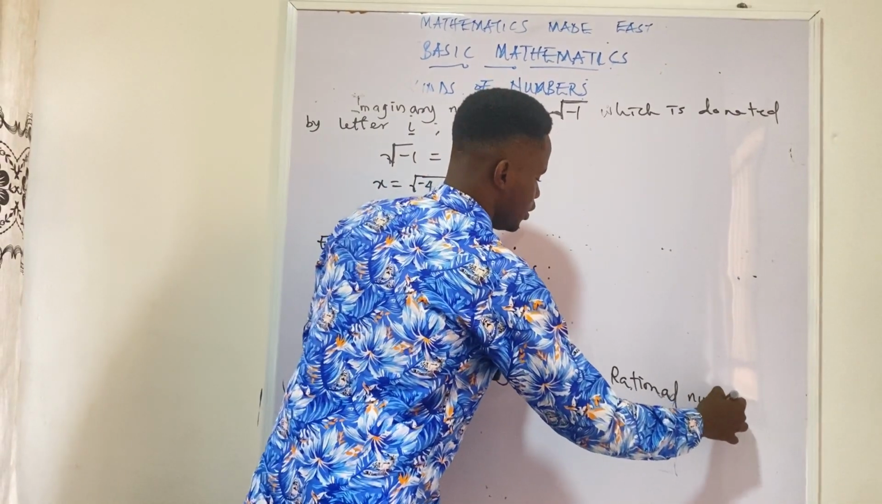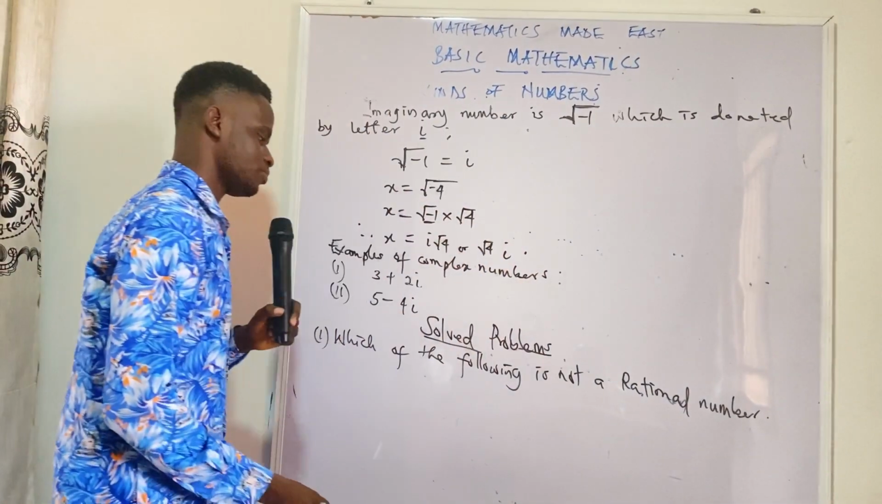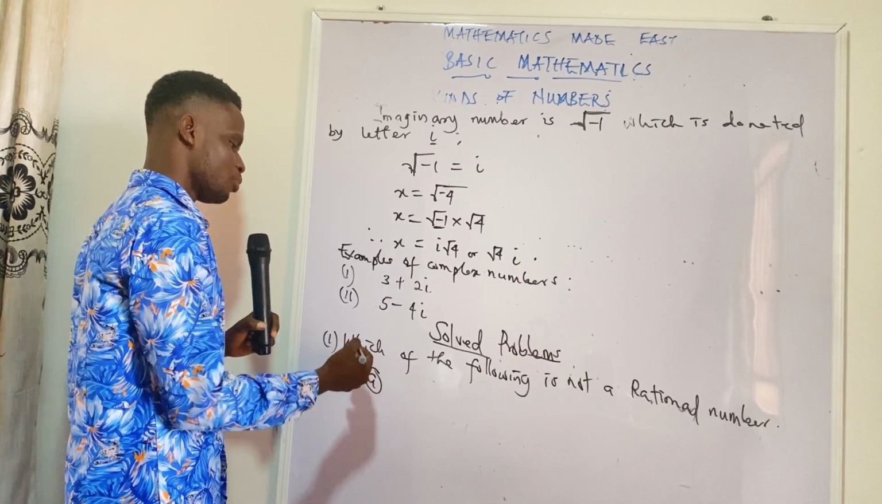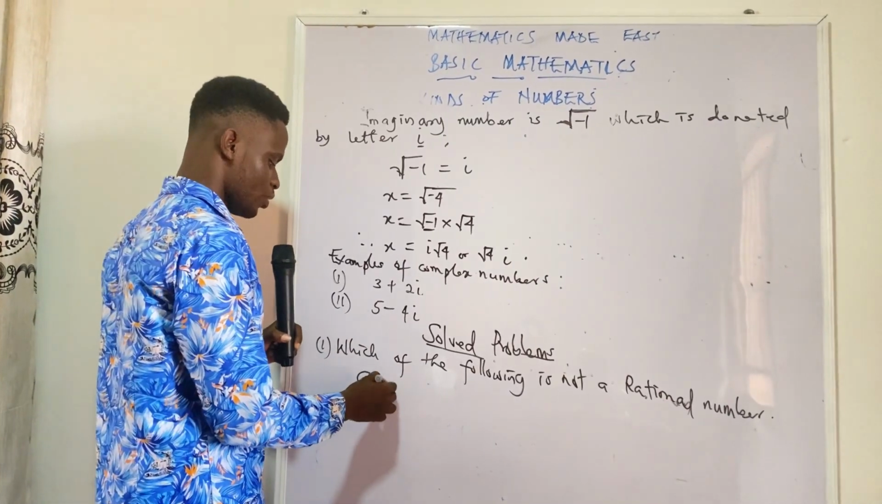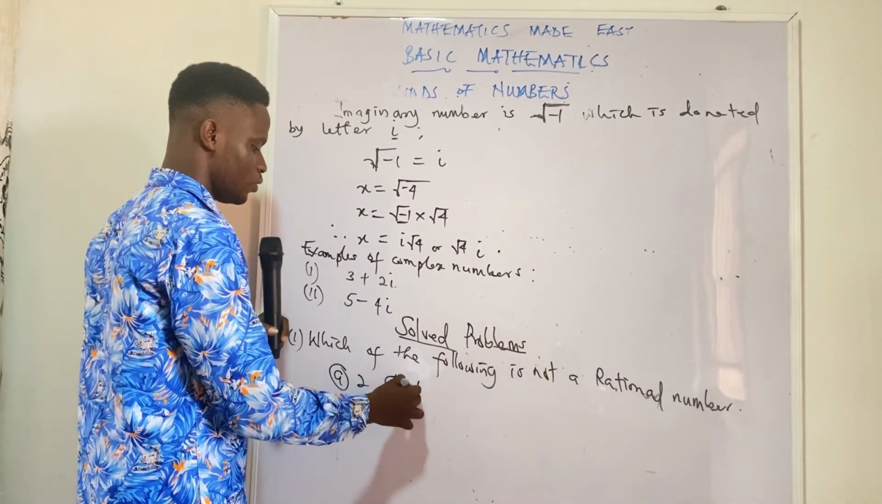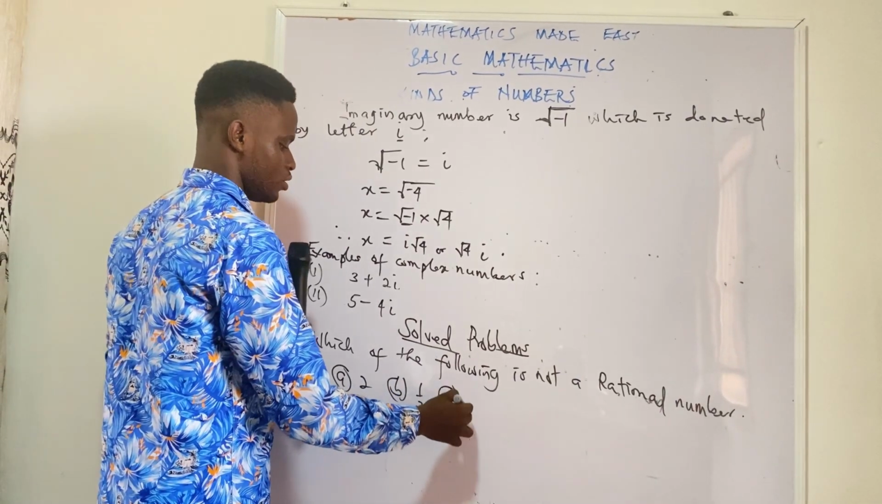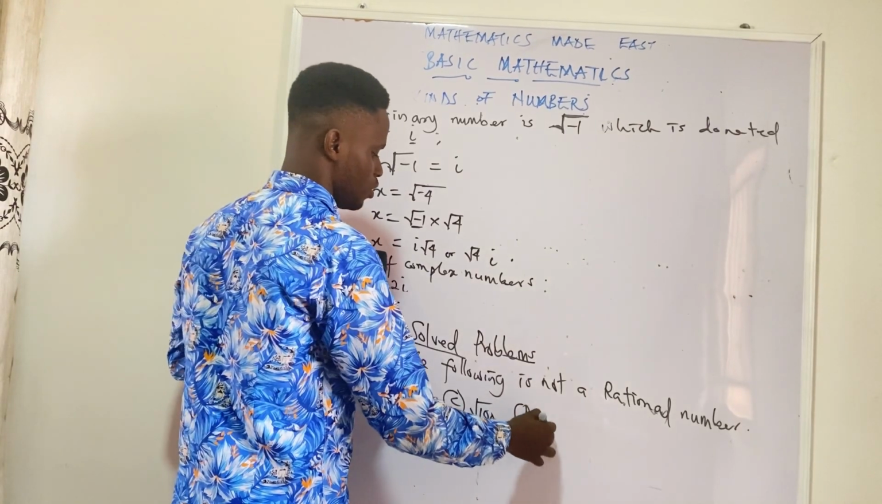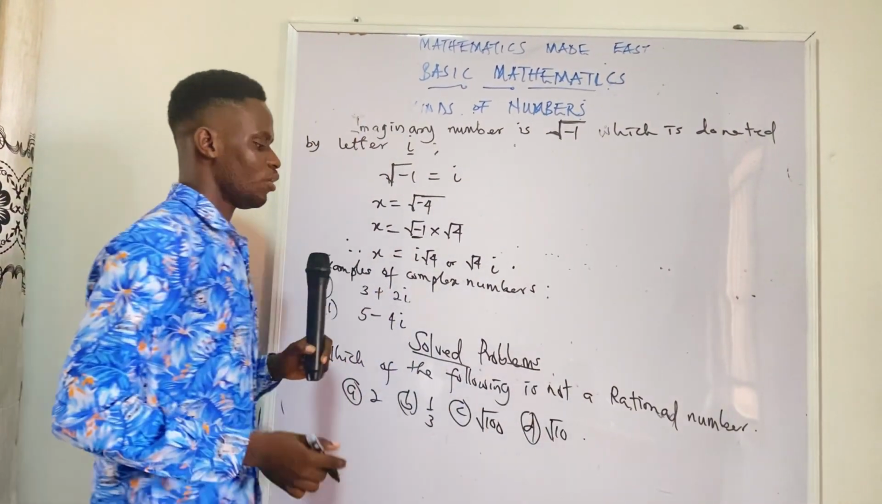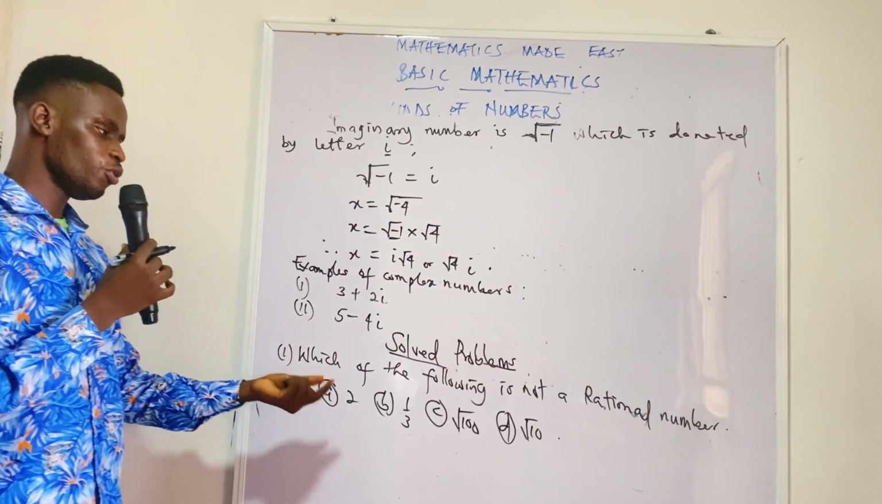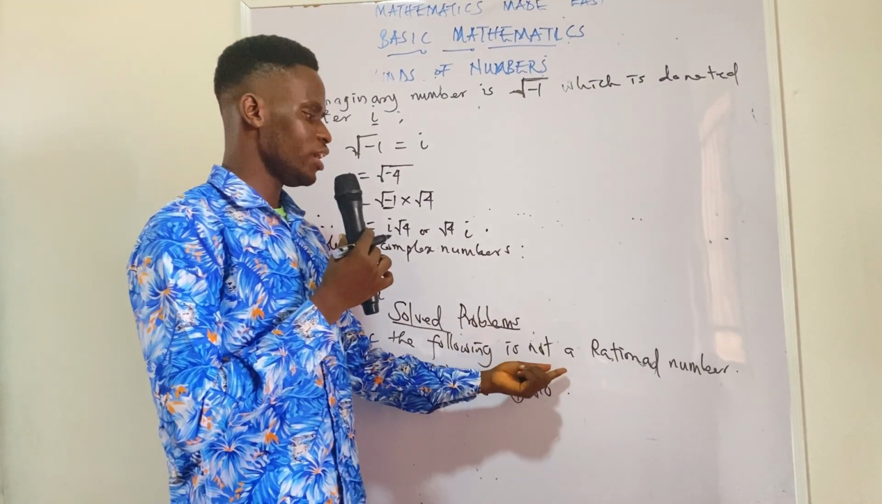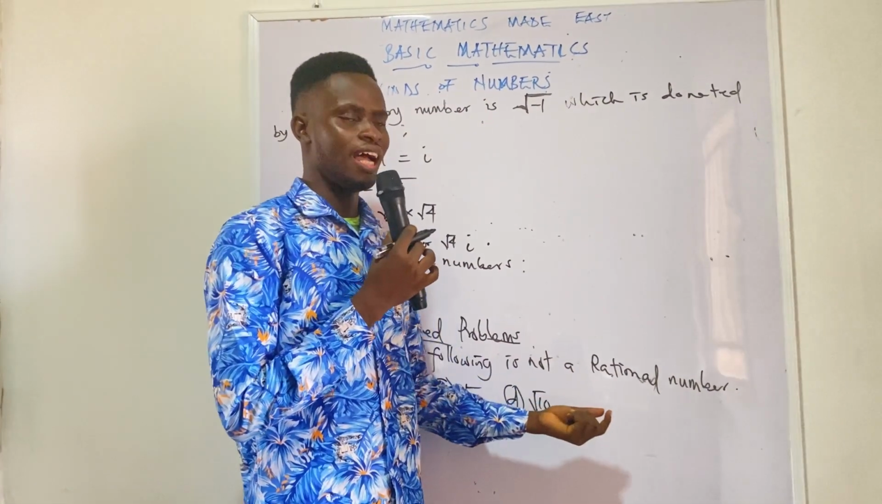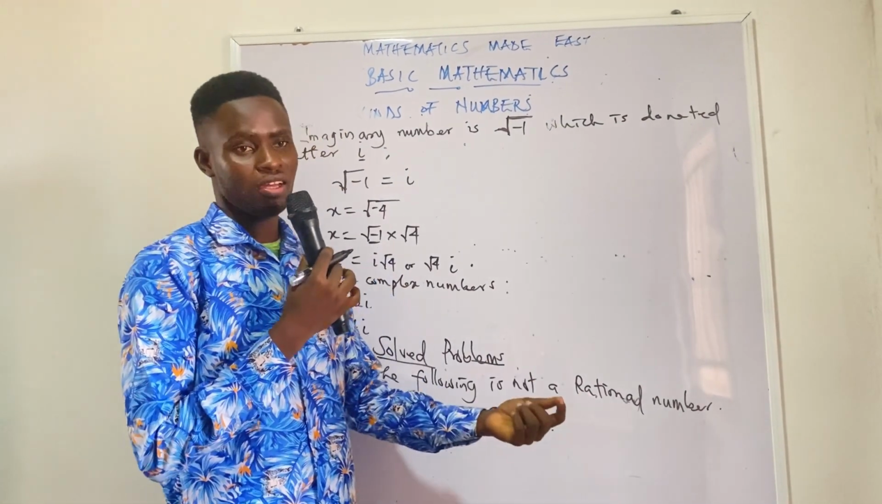Which of the following is not a rational number? So you can say the options: 2, 1/3, square root of 100, and the square root of 10. Now what's the question? Which of the following is not a rational number?